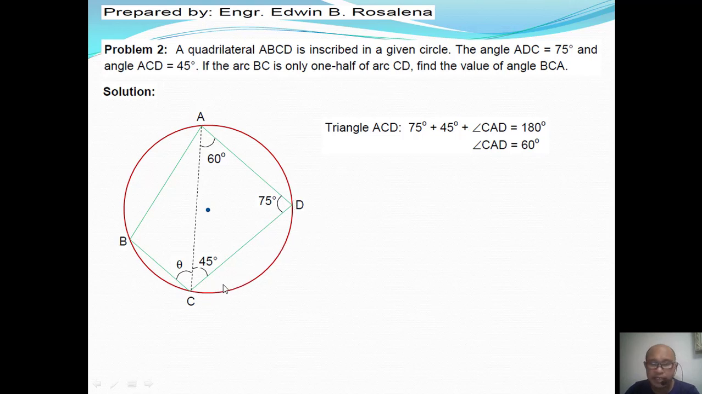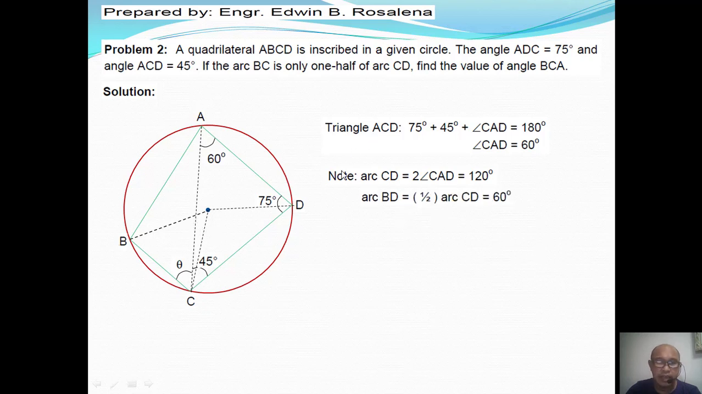The measure of arc CD is here. Notice that the measure of arc CD is twice of 60. The reason is that an inscribed angle is half of the intercepted arc, so if we know the value of the inscribed angle, the intercepted arc is twice of that. So the intercepted arc is 120 degrees. Now arc BC is only one half of CD, and CD is 120. So the measure of arc BC is only 60.